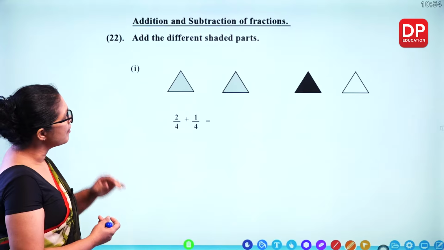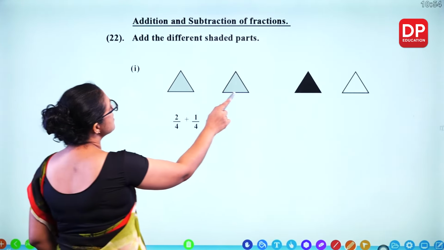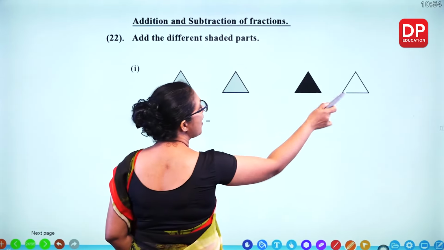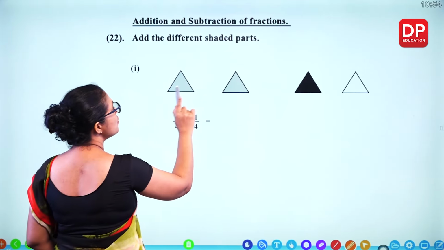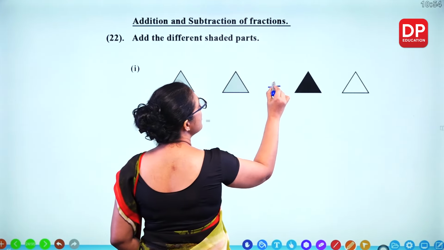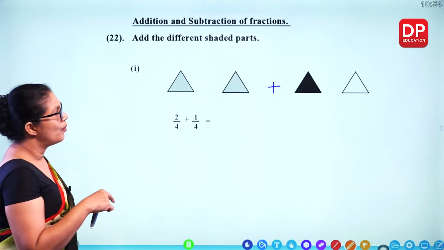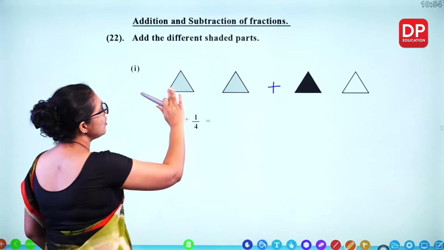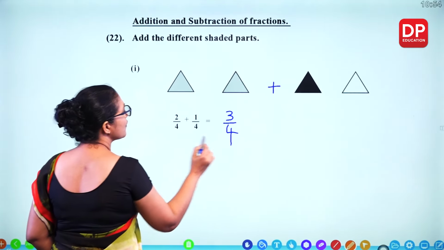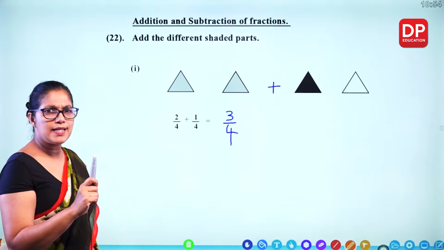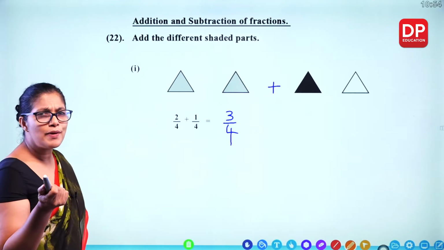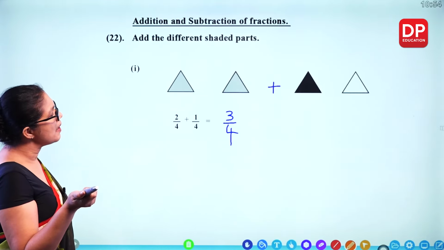Now look at this diagram. So this is colored in different, ash color, right? So 2 parts, altogether 4 parts are there. We need to add 2 parts of 4 and here 1 part of 4. So what do you get? Altogether we see 3 parts are there. So what happens? When the denominator is the same, you keep the same denominator. Here we add the numerator values. 2 plus 1, that becomes 3.